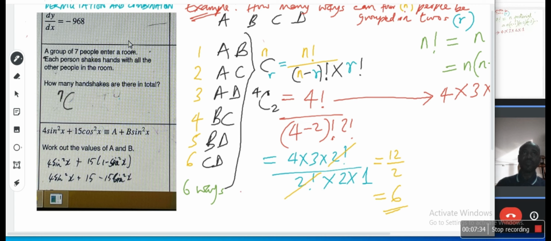When one person shakes hands with another person, is it not 1 and 1, which is 2? But it says each person shakes hands with all the other people in the room, one after the other. Now you are not going to be... How do you shake hands with 2 people at the same time?